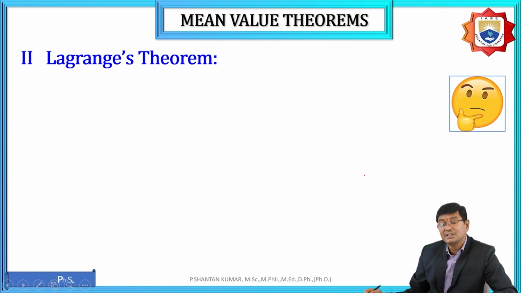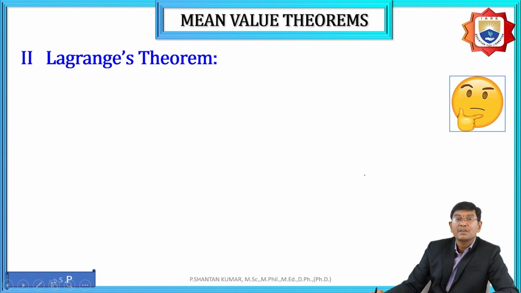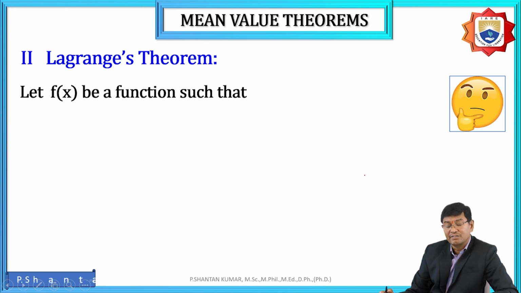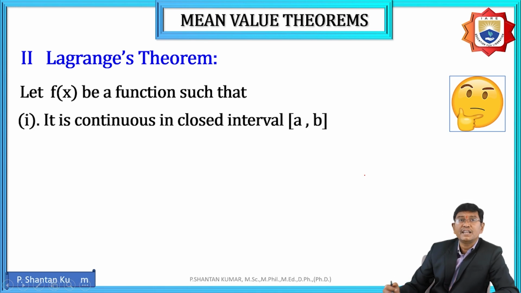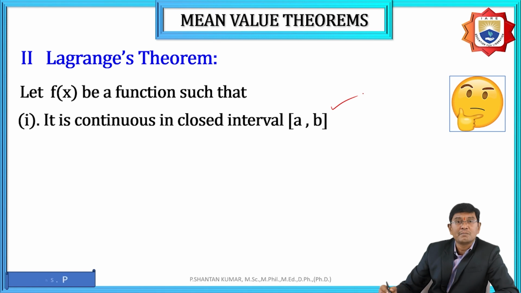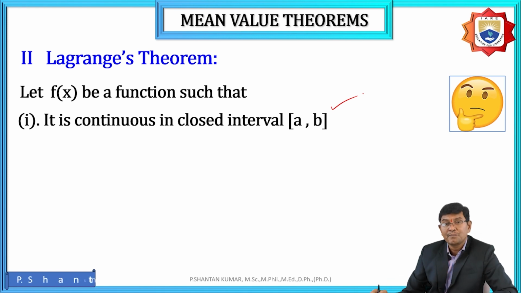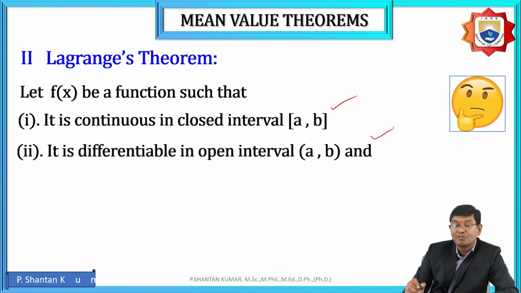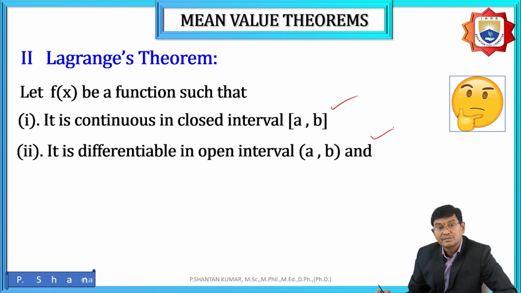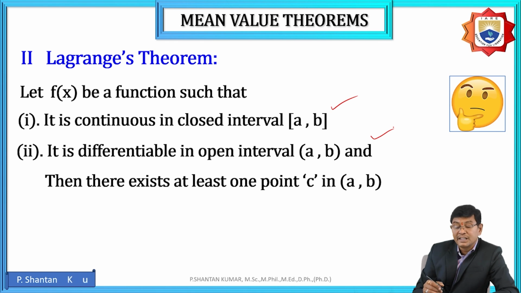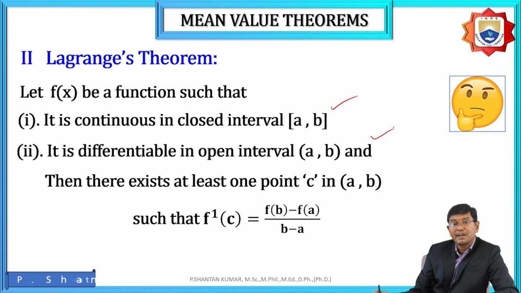For Lagrange's theorem also, the conditions need to be satisfied. What are the conditions to satisfy Lagrange's? Whenever the function f of x is continuous in the closed interval a comma b, same as in the previous concept, and the derivative exists in the open interval, the same conditions. But the third condition is: there exists c belongs to a comma b such that f of b minus f of a by b minus a is equal to f dash of c.